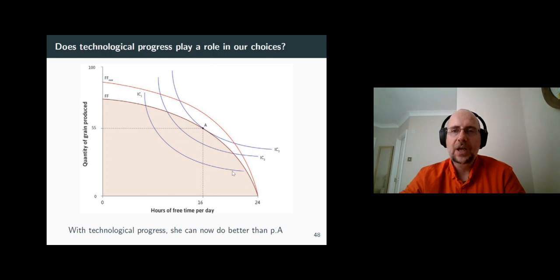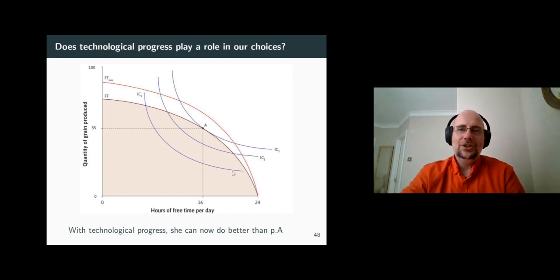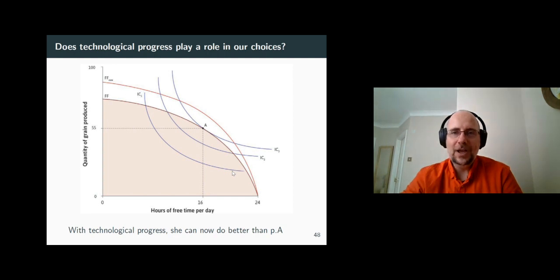With technological progress, point A is no longer optimal. This is because it sits inside the new feasibility constraint. If Angela keeps choosing point A, she would be wasting resources. She would be wasting resources because with 16 hours of free time, she can achieve more than 55 kilos of grain, right? Alternatively, she can have her original 55 kilos of grain and she can have much more hours of free time than before. So in a way, technological progress makes production of this grain much cheaper than before. In any case, point A is no longer optimal.